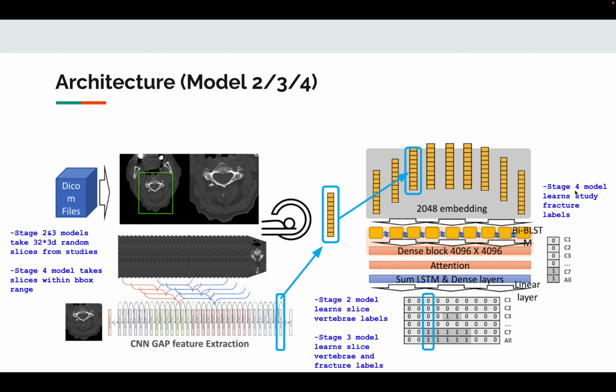So on stage 4, we don't take a random 96 slice crop from the z-axis. We take the whole study, the sequence of slices in the whole study, and we learn the final fracture labels. But again, it's taken from the frozen weights. So we take the CNN frozen weights from stage 3, where we were learning slice level, and we load that into stage 4, where we're learning study level labels.